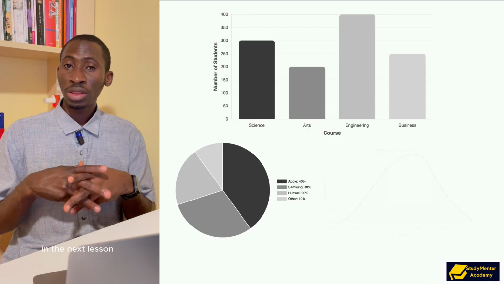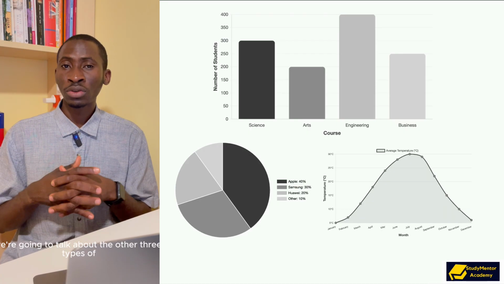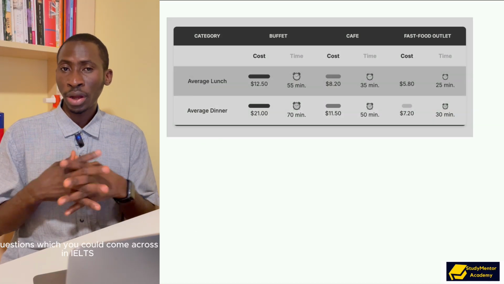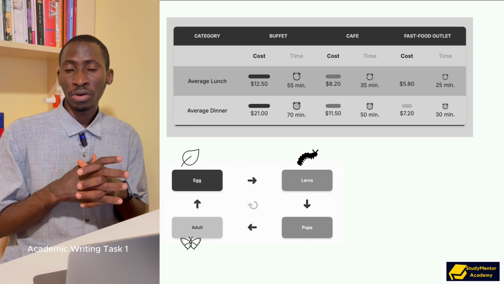In the next lesson, we're going to talk about the other 3 types of questions which you could come across in IELTS Academic Writing Task 1.